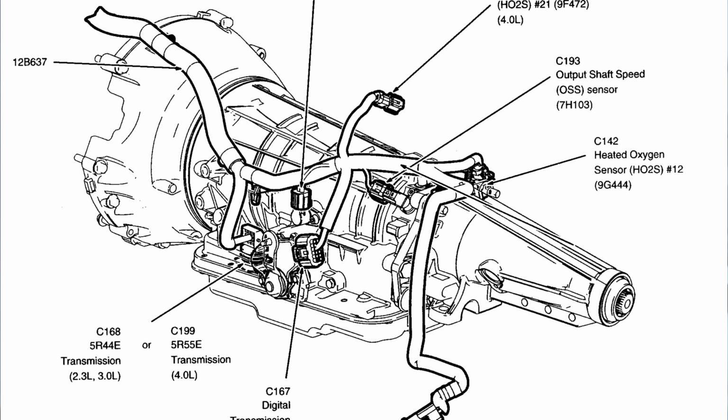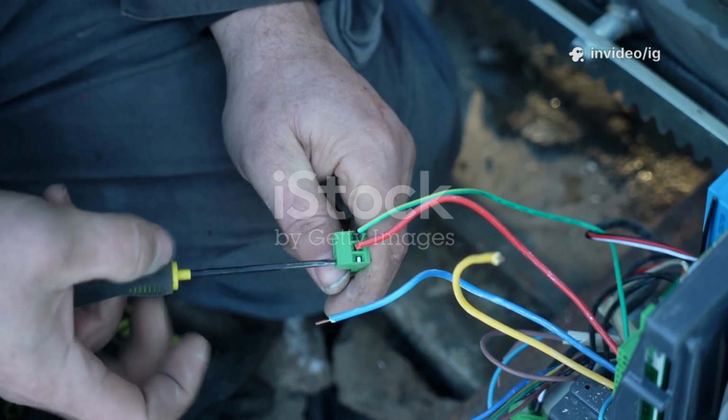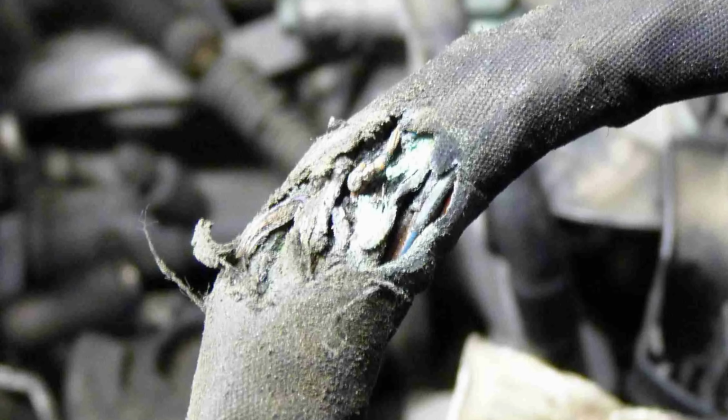Wiring and connectors. Location: runs between the ISS sensor, TCM, and other speed sensors. Function: transfers speed data. Damaged or corroded wiring can disrupt signals and cause incorrect readings.